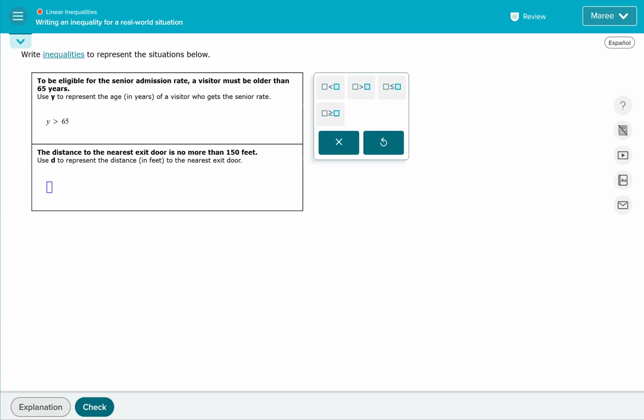And then, the distance to the nearest exit door is no more than 150 feet. Now, no more than means that it can be equal to 150, but it can't be bigger. So it has to be less than or equal to 150 feet.